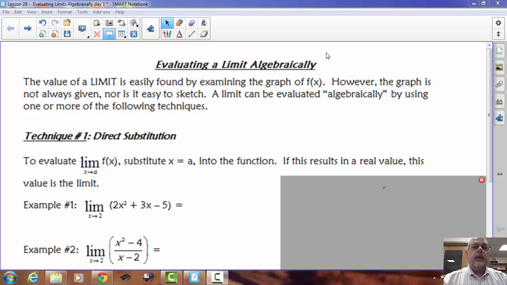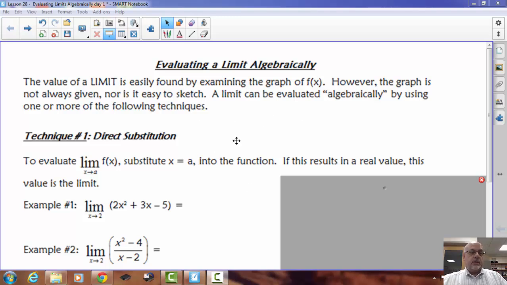We're going to be looking at evaluating the limit algebraically. We found that we can find the limit pretty easily from a graph. However, we don't always have a graph, or sometimes the values are too large and we can't really sketch the graph. So we can find the limit algebraically using one or more techniques, and we may have to use two techniques to evaluate the limit. So let's take a look at this.